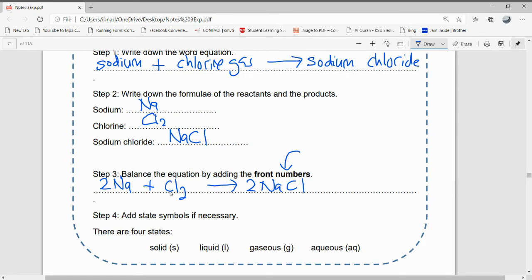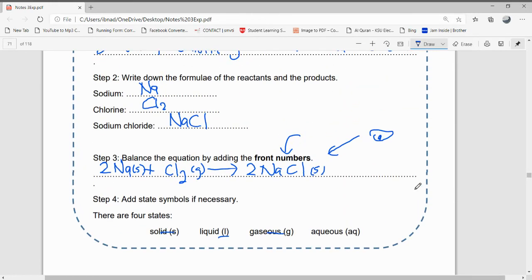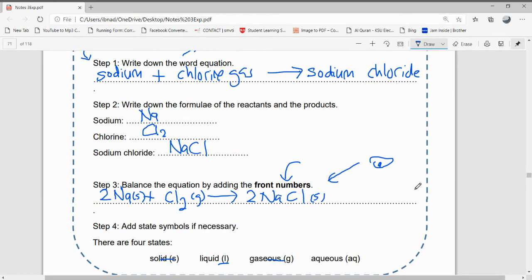Your state symbols: solid, liquid, gas. This is solid, gas. This one also is a solid. This one you have to see the reaction. You have to see the reaction physically, then you can know it's solid, liquid, or gas. Let's do another example. In the meantime, just record first in your notebook.